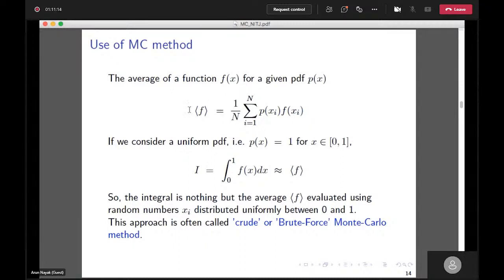Okay. So the definition of this average is that 1 over n sum over i.